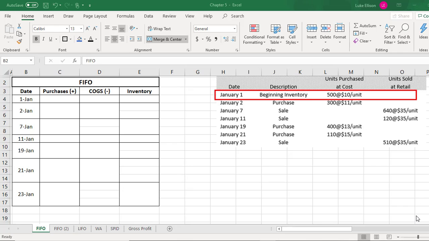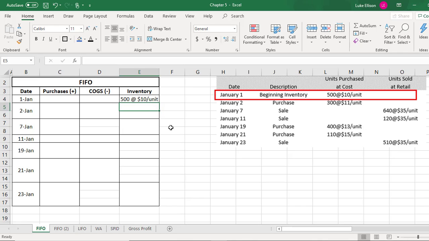Our first piece of information is from January 1st. The company had 500 units of inventory, which they had previously purchased at $10 each. Since these units are part of beginning inventory, we can place them in the inventory column. Now, some instructors will have you calculate the inventory balance at this stage, taking 500 units times $10. But in this video, I'm going to wait until the end to do any calculations.